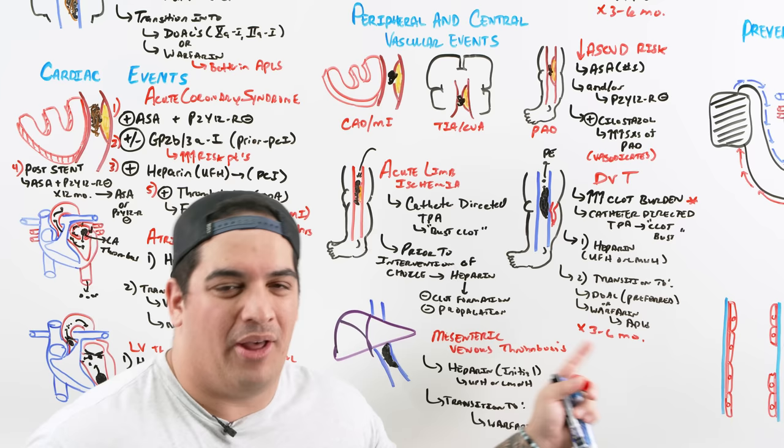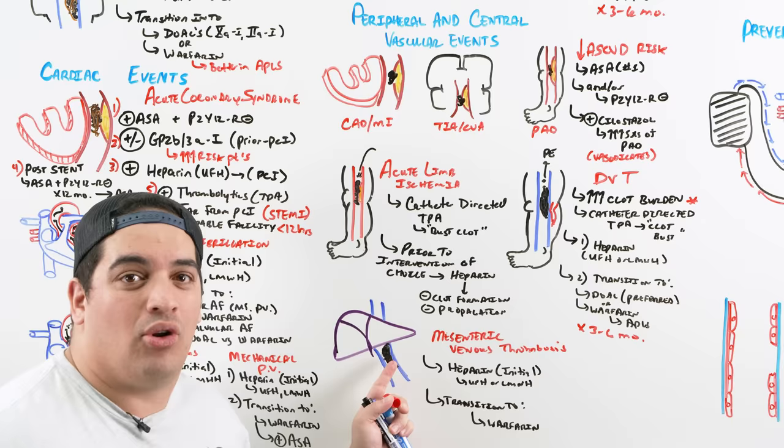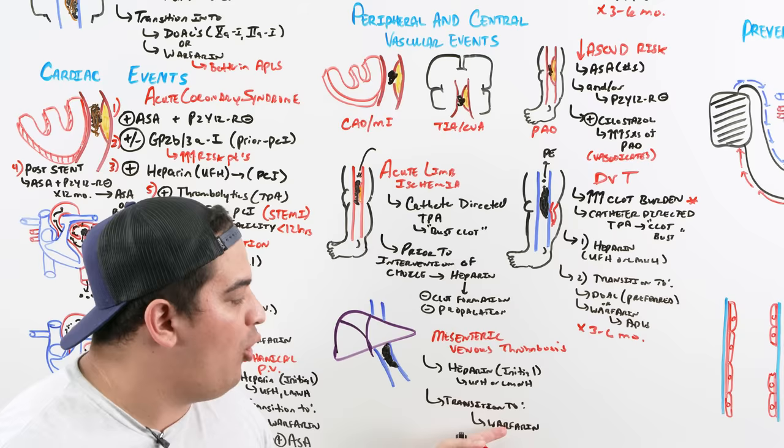And then lastly, mesenteric venous thrombosis: a clot within the mesenteric vein can cause a lot of ascites, portal hypertension, a lot of problems like that. In this situation, heparin initially to prevent clot formation and propagation, and then switch them over to something like warfarin.